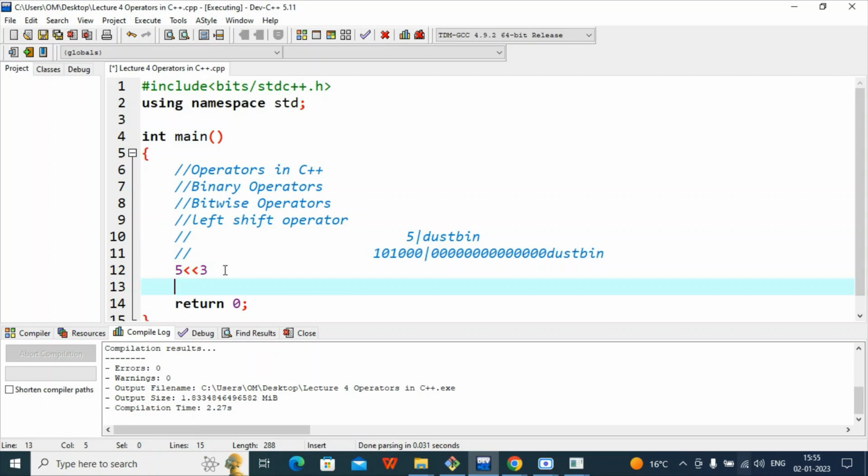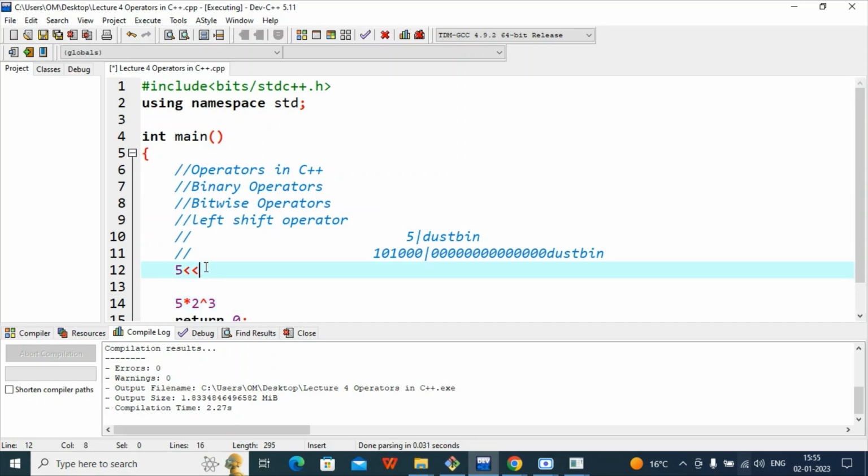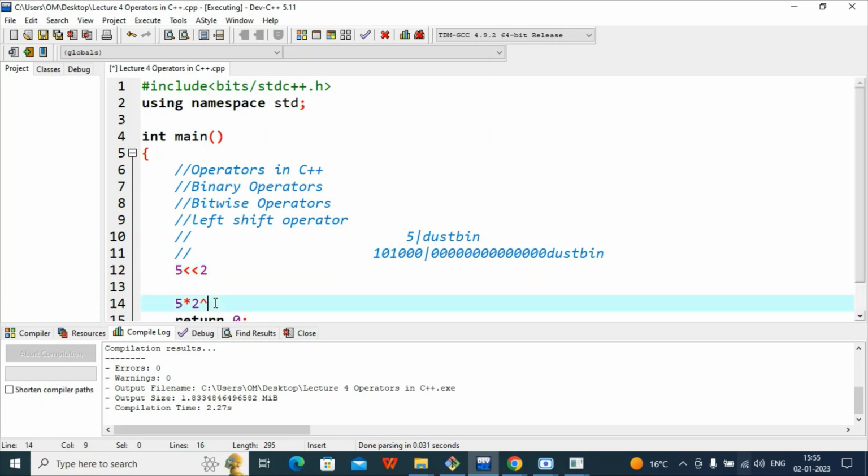Another formula for this left shift, if you find it difficult, is 5 into, earlier it was 5 divided by 2 to the power of the shift it is asking, but now it is 5 into 2 to the power 3. If it is asking you to shift by 2, then 5 into 2 to the power 2.